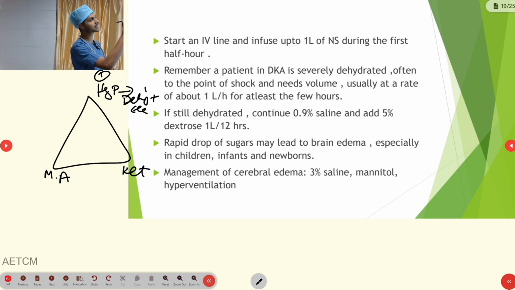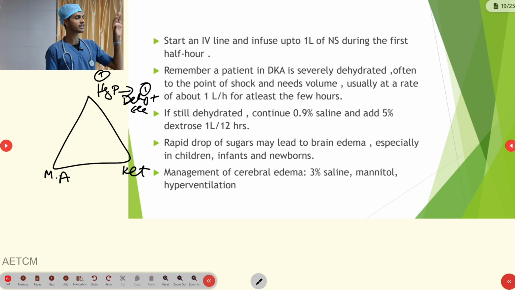So first you have to address the dehydration. How can we address the dehydration? In DKA, the person will lose approximately 6 liters of fluid. So you have to replace that 6 liters, and then keep the person on maintenance fluid for further time until the hyperglycemia resolves.